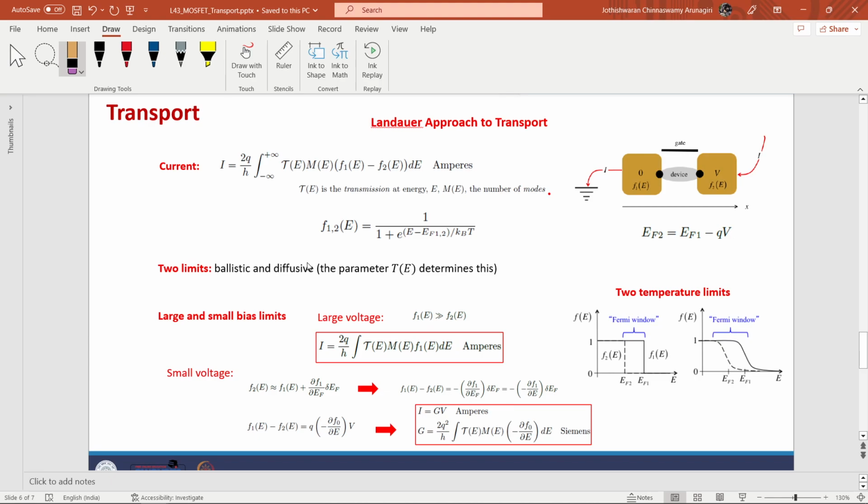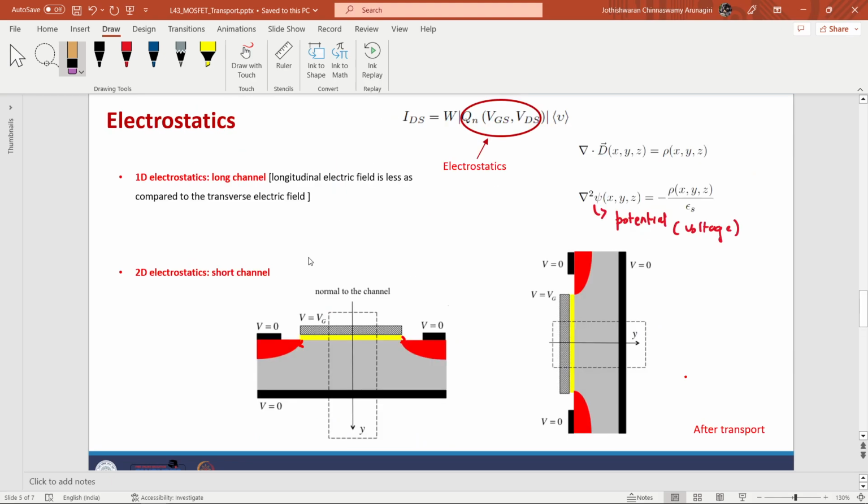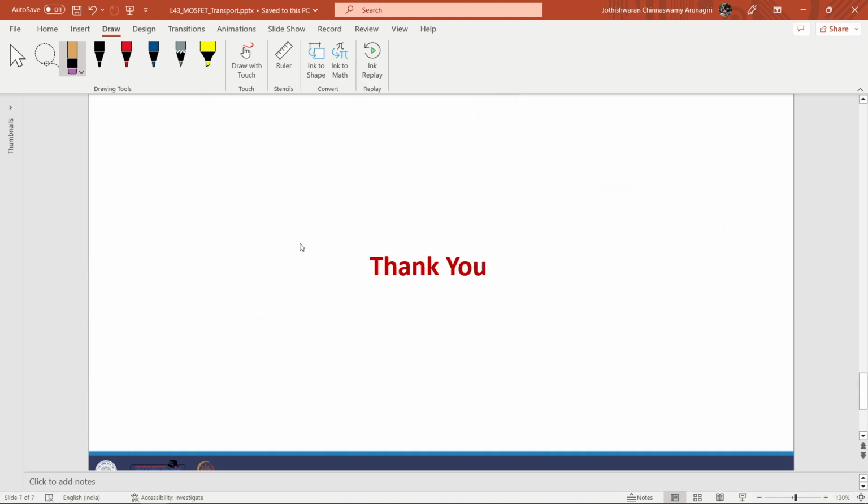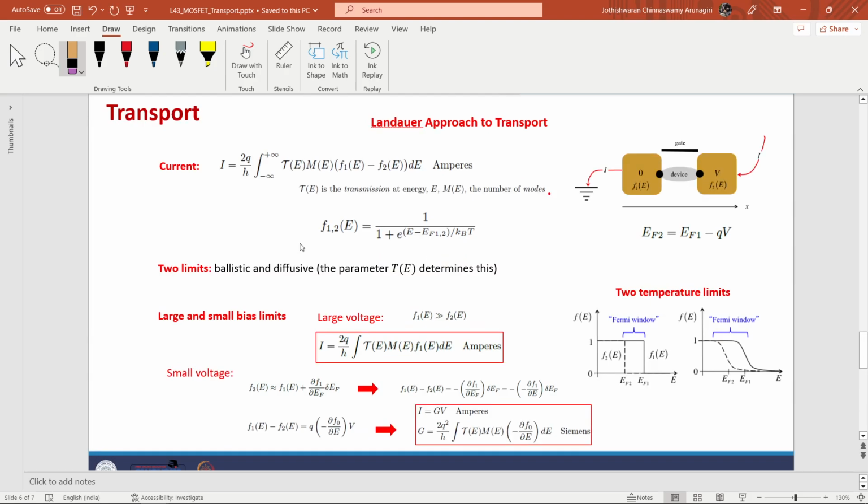This is how we are going to model the behavior of our device, especially for short channel devices where we can assume the channel to be ballistic, because at short channels, of course, diffusive transport is not present. We can assume that the carrier transport is ballistic. So step one will be to do the 2D electrostatics. Step two, we shall be using the Landauer transport, and I think this is the basic idea.